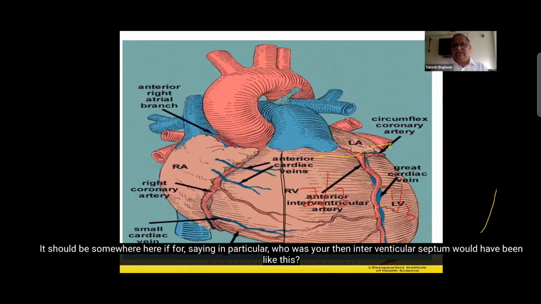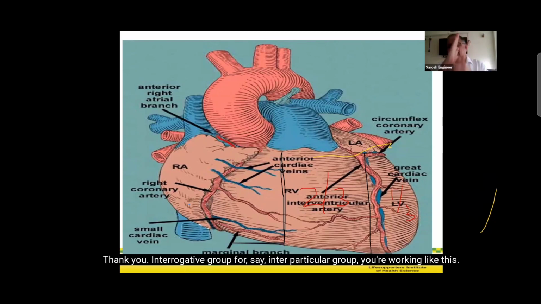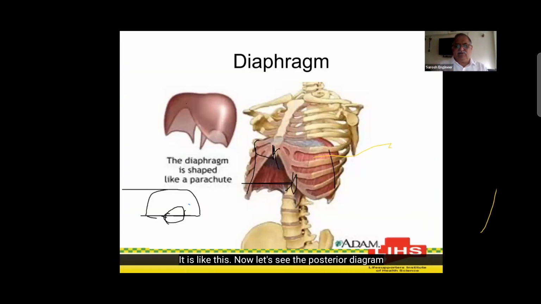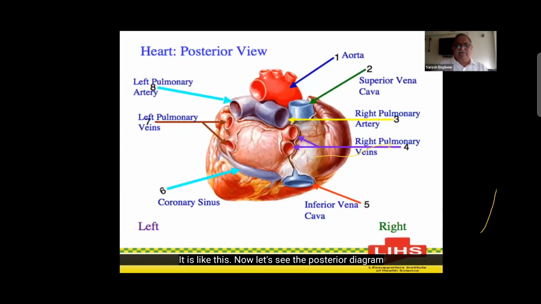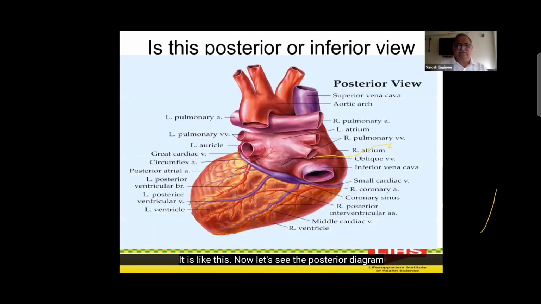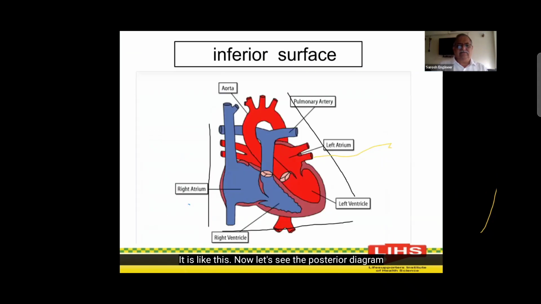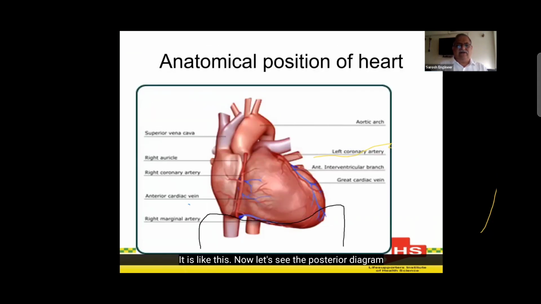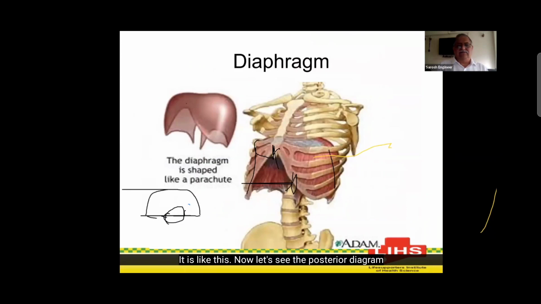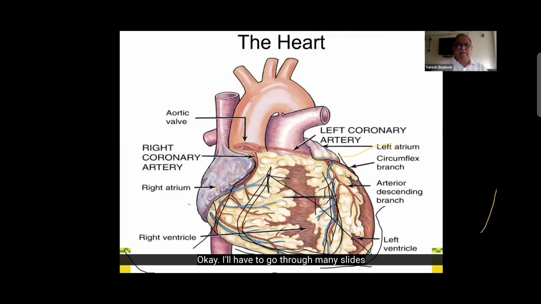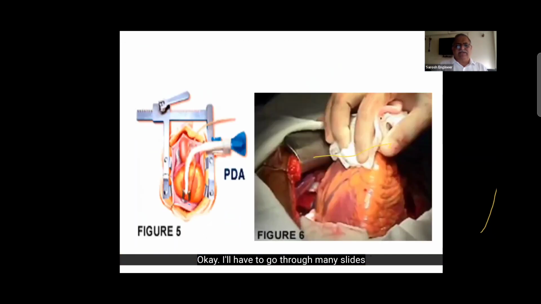If the posterior interventricular groove was here, then the interventricular septum would have been straight, like this. But it is like this. This is the anterior interventricular groove and this is the posterior interventricular groove. Now let's see the posterior diagram. I can't find a good one. Okay, I'll have to go through many slides.